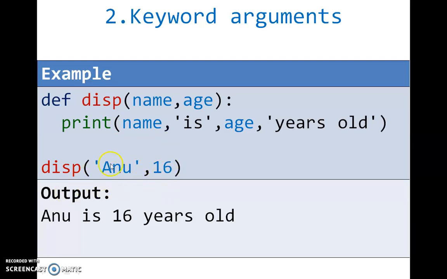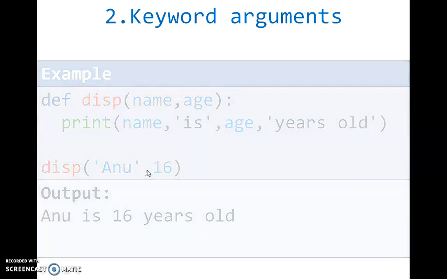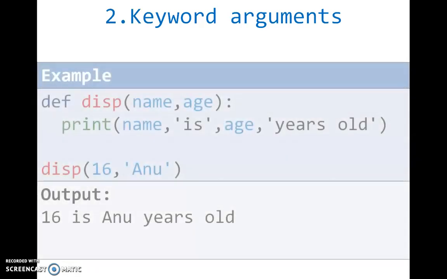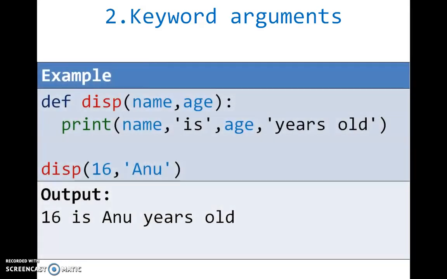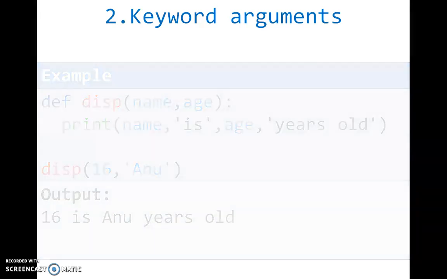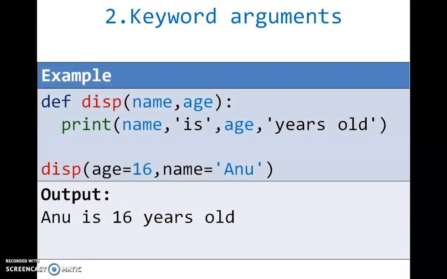Suppose you want to interchange 16 and anu in the arguments. So see here in the function call disp(16, 'anu'). Now what happens? 16 is passed to name and anu is passed to age. But look at the output, I get an absurd output: 16 is anu years old, but I don't want this to happen. So why did this happen? Because I interchanged the arguments. So which is the correct way of giving?